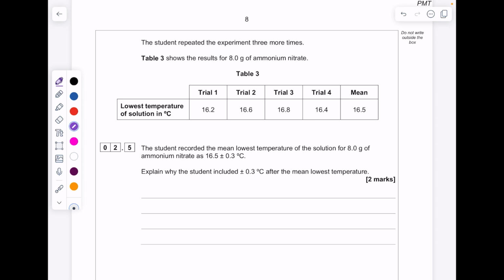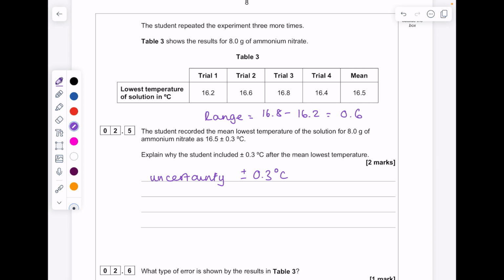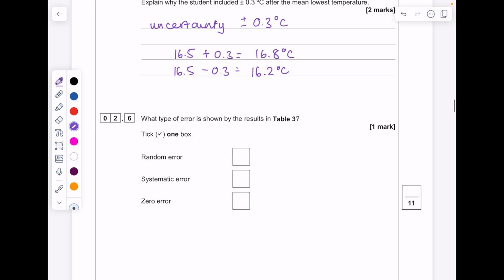So if you were to look at the data here, you can see that the range, we take the highest value, which is 16.8, take away the lowest value, 16.2, to get 0.6. And then the uncertainty is plus or minus half of the range, so half of 0.6 is 0.3. And so we'll show how that works. We're going to take our mean value, 16.5, and then we'll add 0.3 to get that highest value reached, which was 16.8 degrees Celsius. Now we'll take away 0.3 to get 16.2, which was the lowest temperature. What type of error is shown by the results in Table 3? This is called a random error.